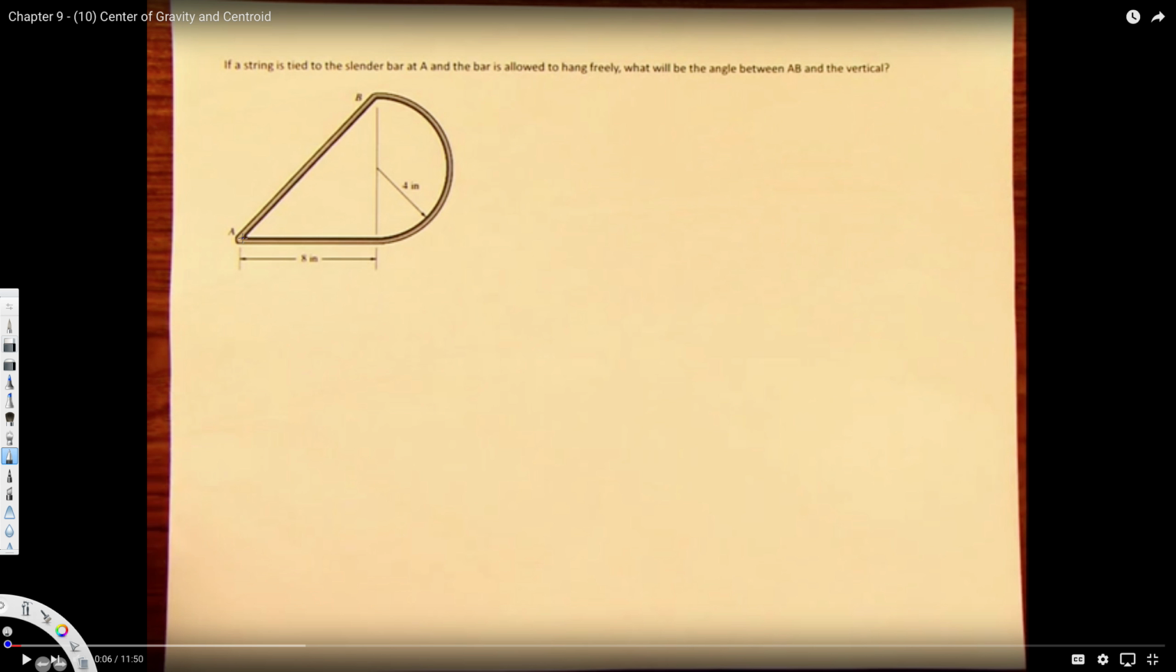When it hangs freely, if you imagine this object rotating, this is going to go down, and then the vertical is going to be exactly along the centroid. So they are asking what is the angle between AB and the vertical. So we have to find the angle that the centroid line makes with AB. To do that, I first have to calculate the centroid, and then draw a line along that. Then I can calculate the angle.